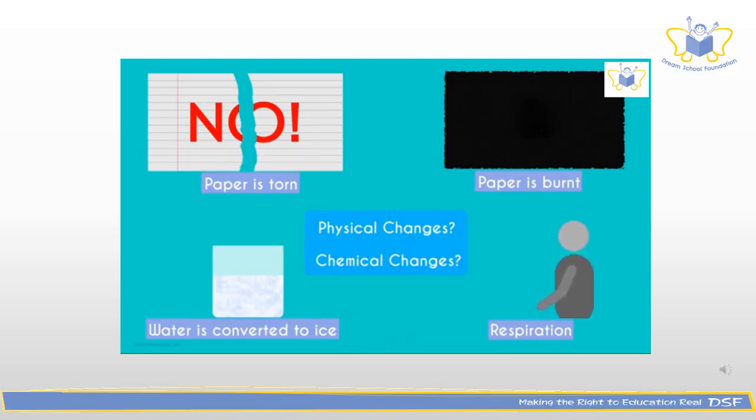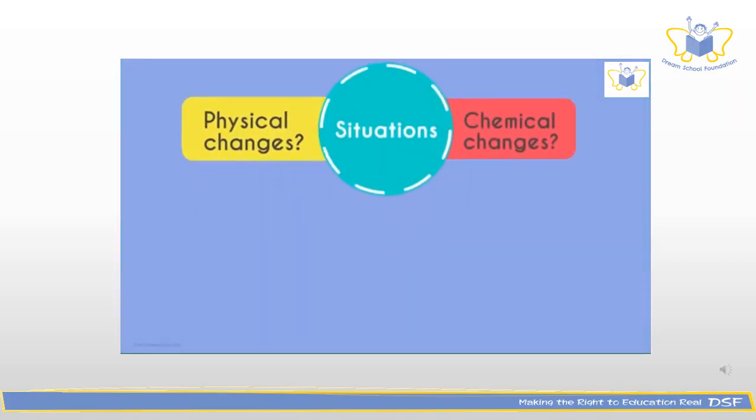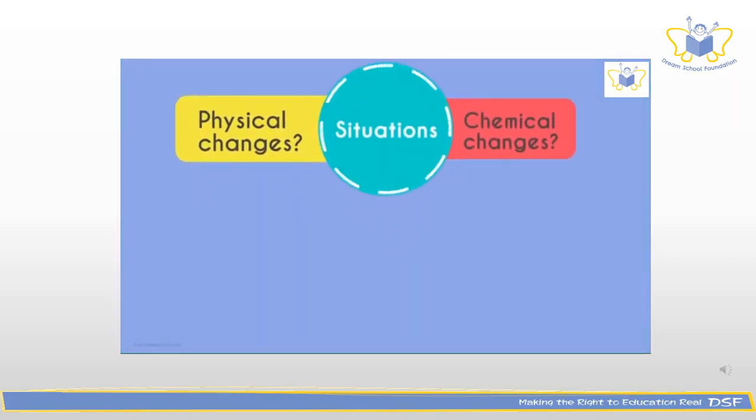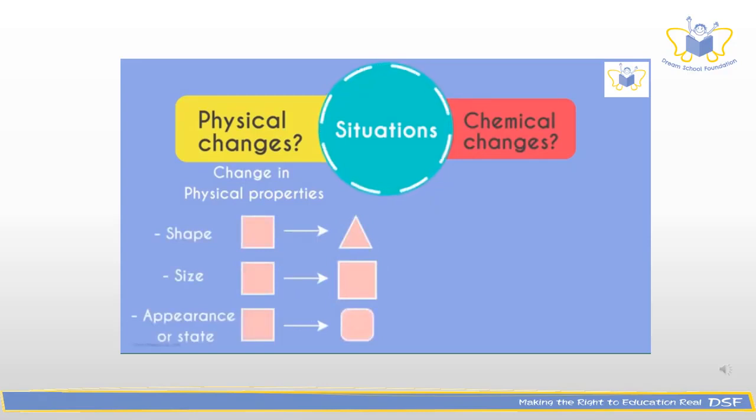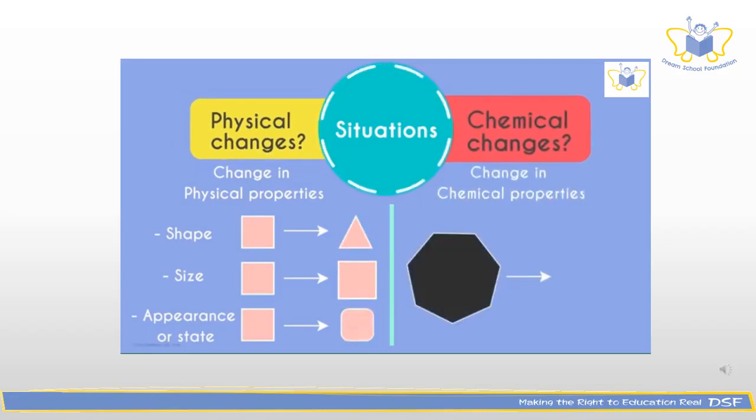To differentiate, we first need to know what physical and chemical changes mean. A physical change is a process in which the substance experiences change in its physical properties like shape, size, appearance, or state. There's no change in the internal structure or molecular composition. A chemical change, on the other hand, results in the formation of new substances entirely. The atoms of one or more substances are rearranged or combined to form a new substance.